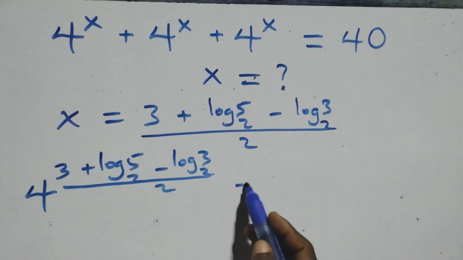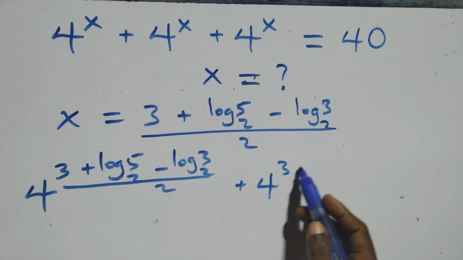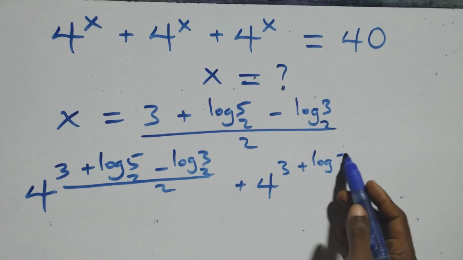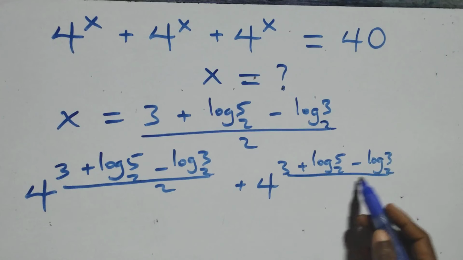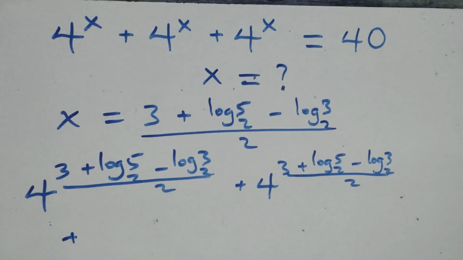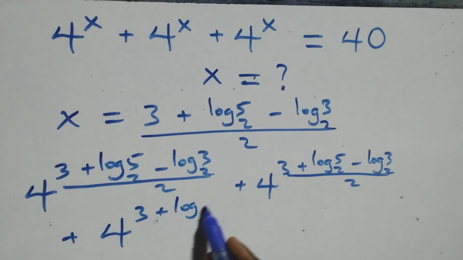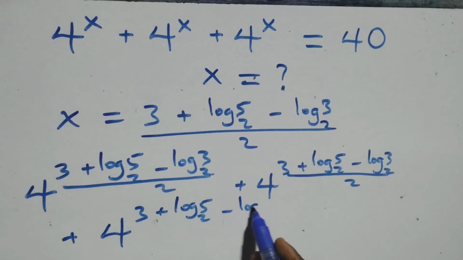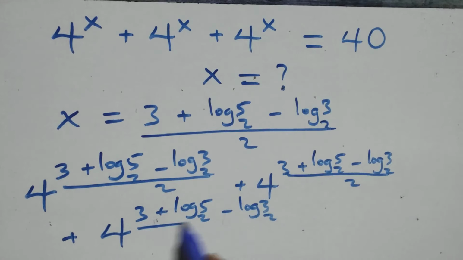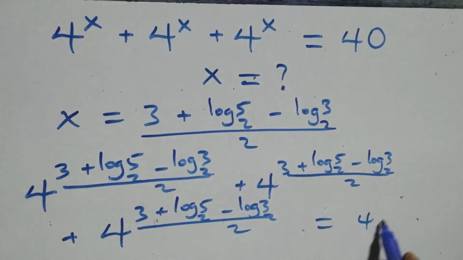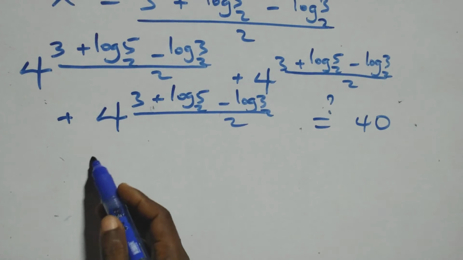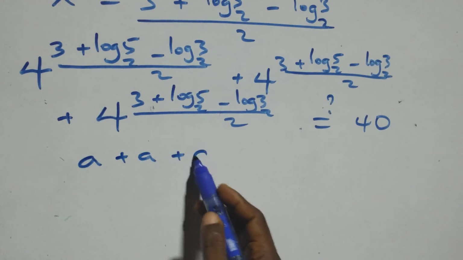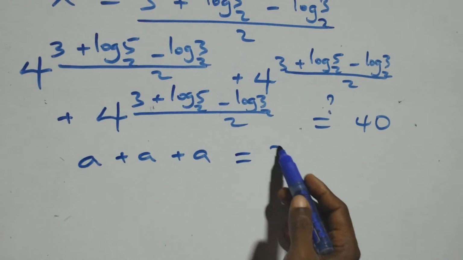all over 2, plus also 4 raised to power 3 plus log 5 base 2 minus log 3 base 2 all over 2, also plus 4 raised to power 3 plus log 5 base 2 minus log 3 base 2 all over 2, is equal to 40 on this side. And this follows, we have the same thing together, a plus a plus a. This is the same thing as 3 times a.